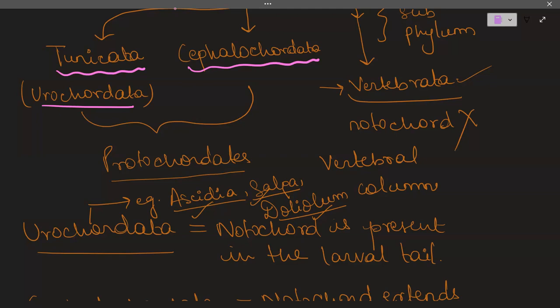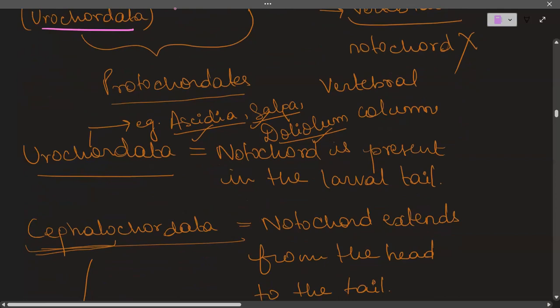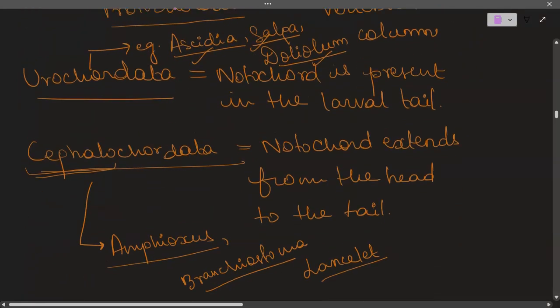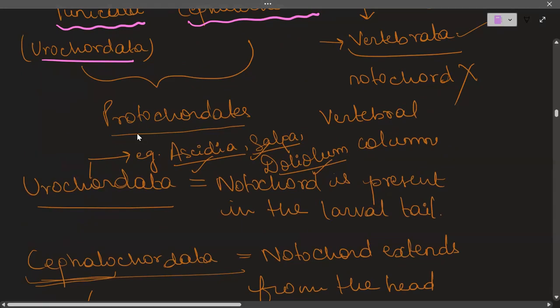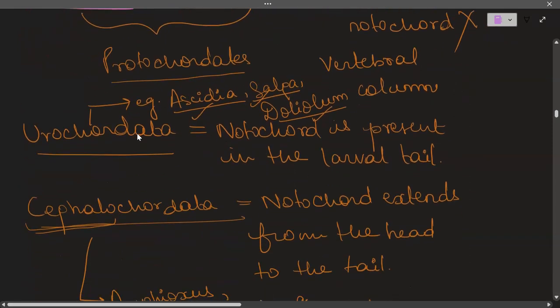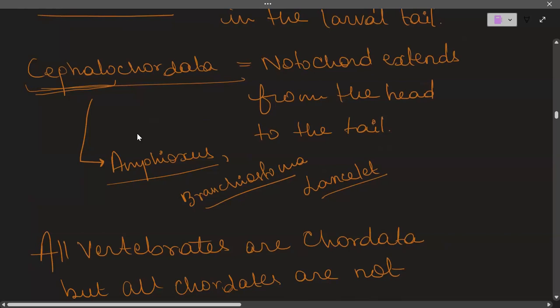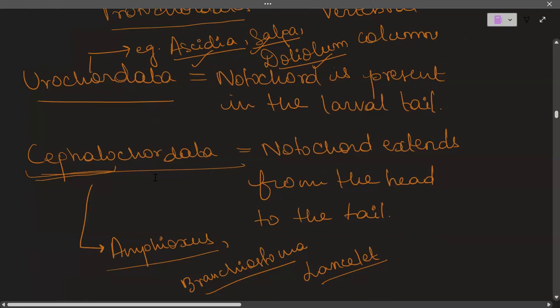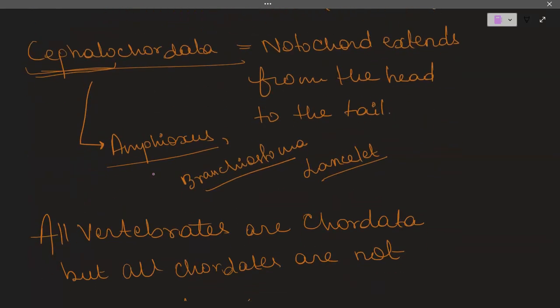Now, in the case of Urochordata or Tunicata, notochord is present in the tail of the larva. Okay? And their body is actually covered by a tunic-like structure, because of which they are known as Tunicata. The examples of Urochordata are Ascidia, Salpa, and Doliolum. Then there is Cephalochordata. Notochord extends from the head to the tail. Here only in the tail of the larva, and here from head to tail. The examples of Cephalochordata are Amphioxus, Branchiostoma, Lancelet.